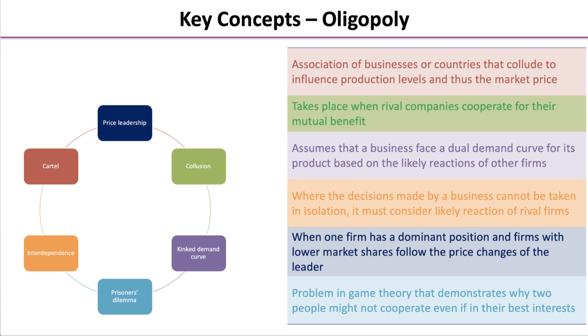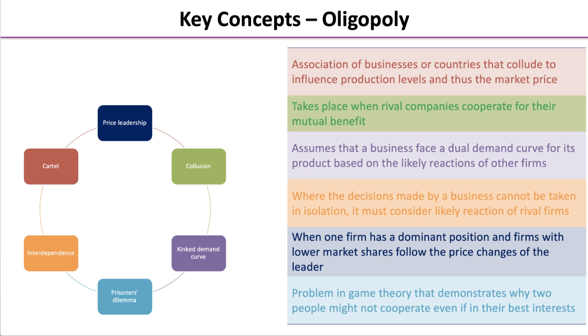Collusion takes place when rival companies cooperate for their mutual benefit. The kink demand curve assumes that a business faces a dual demand curve for its product based on the likely reaction of others. Where the decisions made by a business cannot be taken in isolation and it must consider the likely reactions of rivals, describes interdependence.